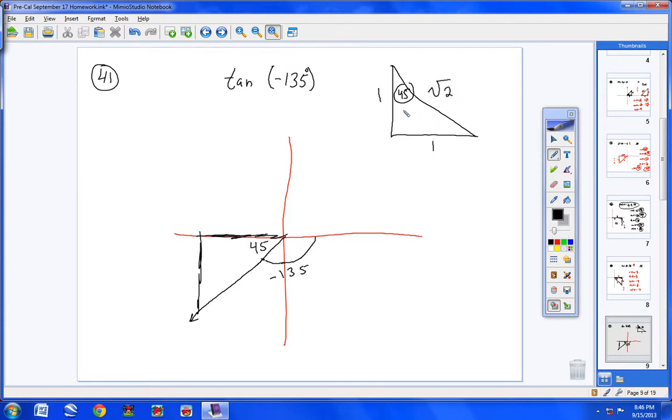So we'll use this triangle here, and we're trying to find the tangent of negative 135, which is the same thing as the tangent of 45. Just remember, though, in this quadrant, tangent is positive, so finding the tangent of negative 135 is the exact same thing as finding the tangent of 45 degrees.